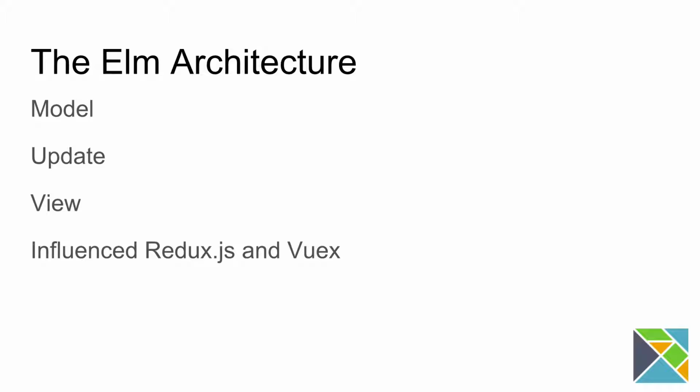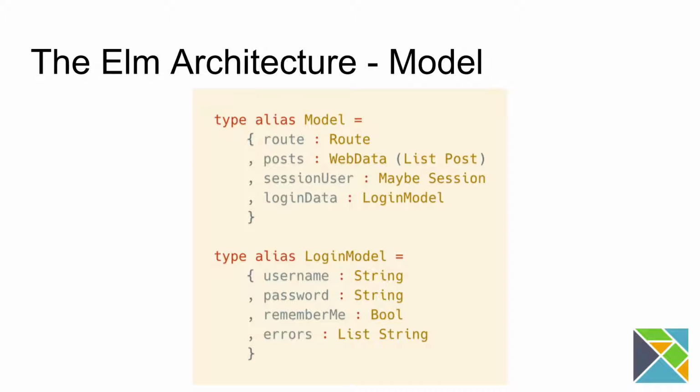The Elm architecture is the main part of how Elm is solving the problem of data flow and interactions in web apps. And it also influenced Redux and Vuex, which is a state handling library in Vue. The main three parts are model, update, and view. The model is just a type which defines how the data is stored. It's an arbitrary type. You can nest types.